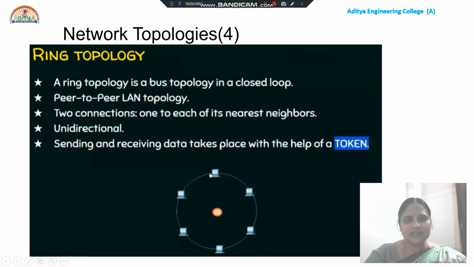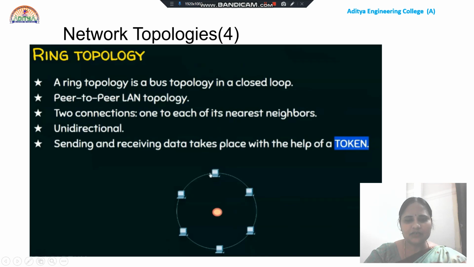So the ring topology, as the name indicates, if you observe in this figure, connects different nodes in a ring layout. You can understand it is similar to bus topology, but it forms a kind of closed loop. This is actually a peer-to-peer LAN topology.